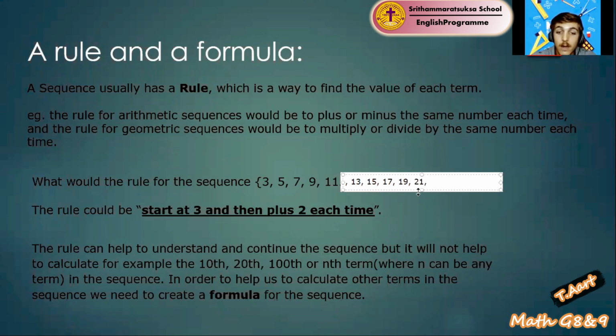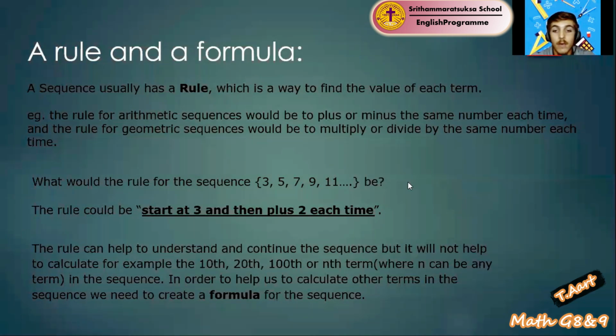We could then keep adding more numbers again until we get to the 20th term, and keep adding until we get to the 100th term. But that would take a lot of time. So instead of doing that, we come up with a formula for the sequence to help us to calculate any term in the sequence.